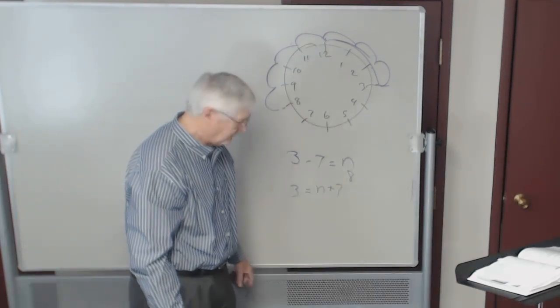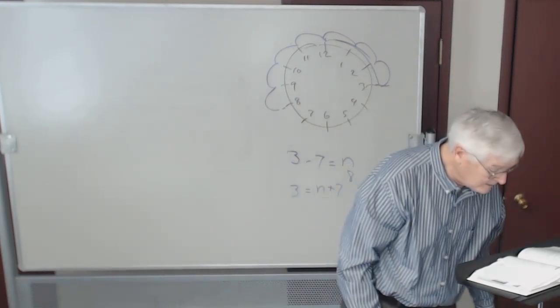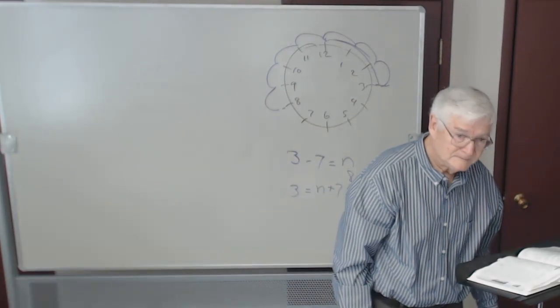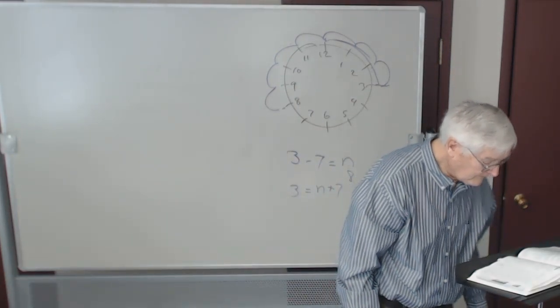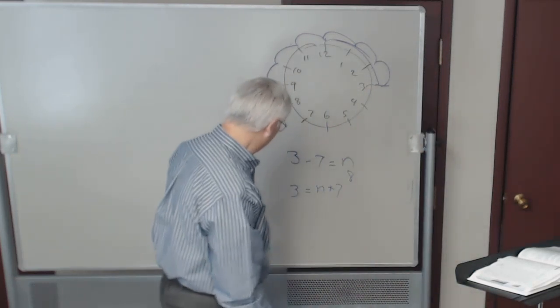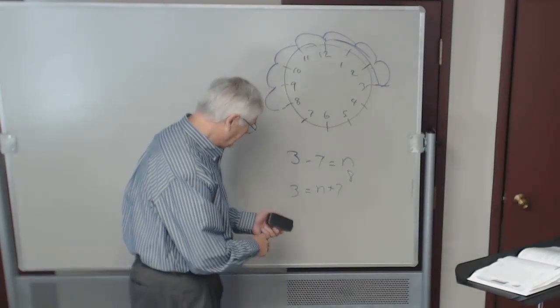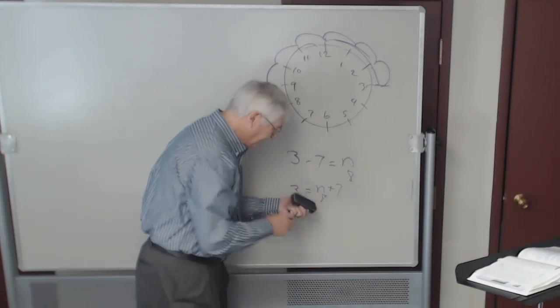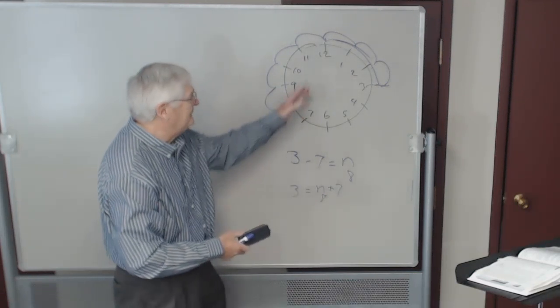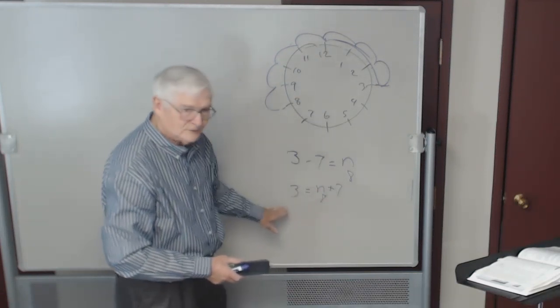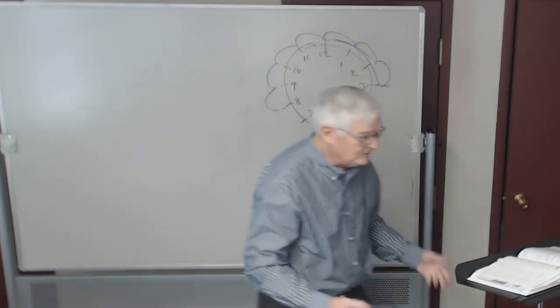Which problem number are you on? 22. 8. Yeah, 8 plus 7. Because what's 8 plus 7? 15. I don't have 15. It's 12, 1, 2, 3. So I can always check it out by just doing the math in my head.